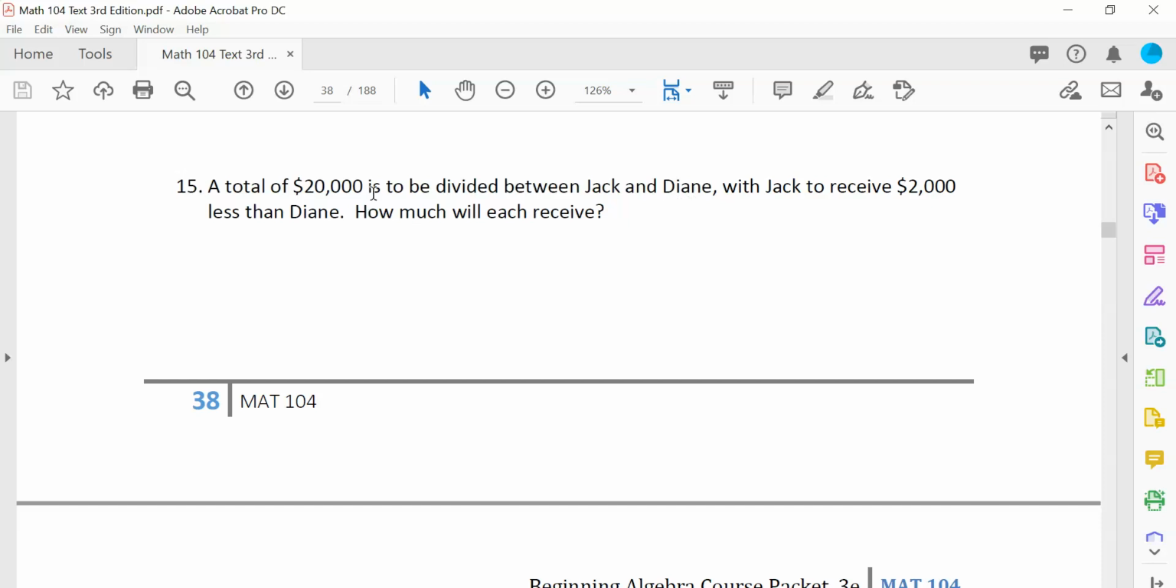So we know a total of $20,000 is divided up between the two of them. Basically, that means the amount that Jack has plus the amount Diane has is going to add to $20,000. The second part of this problem says Jack will receive 2,000 less than Diane. That gives me a relationship between the amount that Jack has and the amount that Diane has. So that's the idea. There's a sum and there's a relationship between the two quantities.